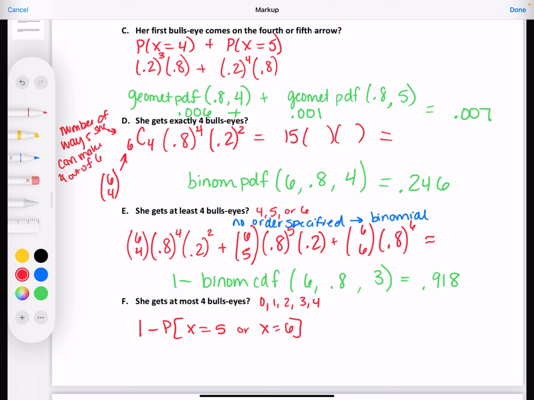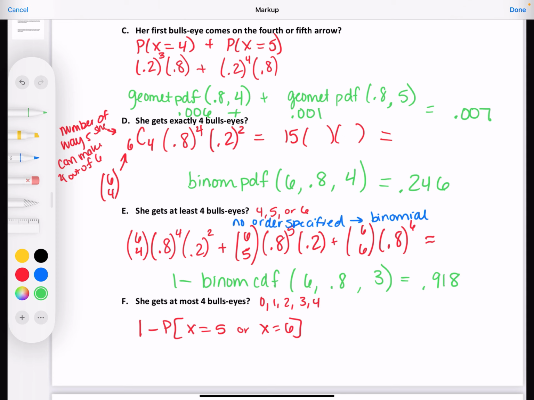Because this was that she got 4, 5, or 6. This is that she gets at most 4. So if we hadn't done 4 up here, yes. So basically, it's 1 minus this stuff right here. So it's 1 minus this part. So I'm not going to rewrite that again, because the calculator's, again, easier.